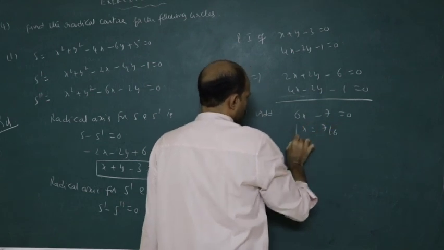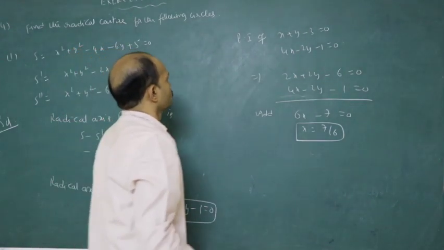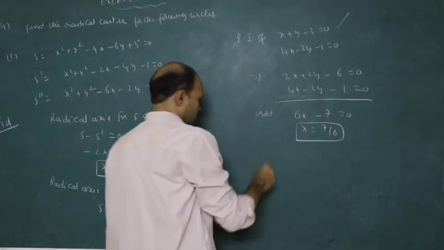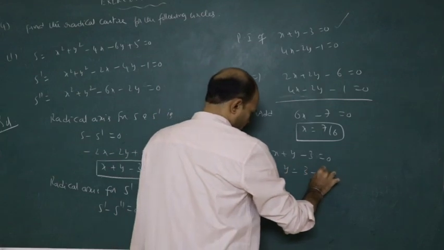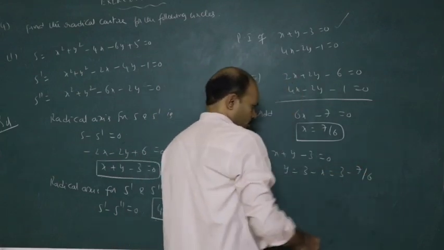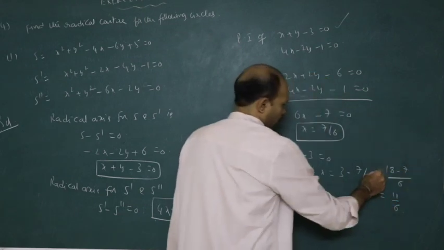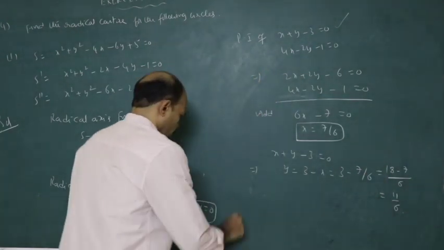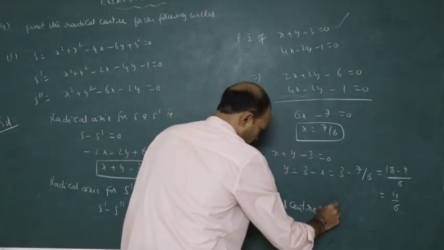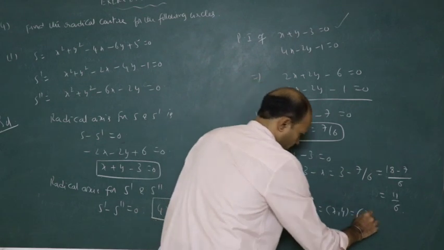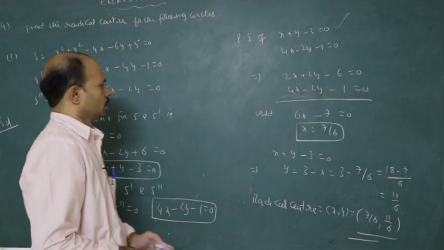Then x is equal to 7 by 6. The x coordinate of the radical center is 7 by 6. Write the y value from this equation, x plus y minus 3 is 0, which implies y is equal to 3 minus x, that is 18 minus 7, equal to 11 by 6. Therefore, the radical center is equal to (x, y) is 7 by 6 and 11 by 6. That is your answer for the radical center.